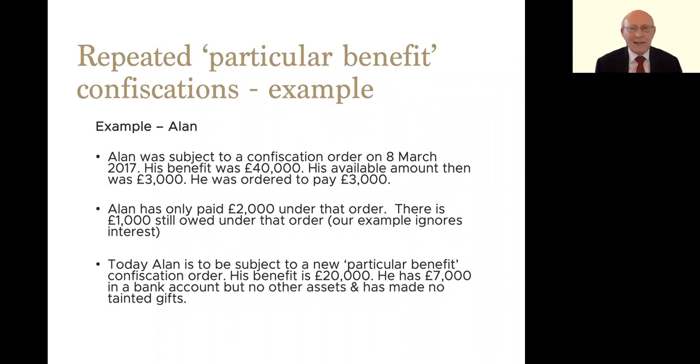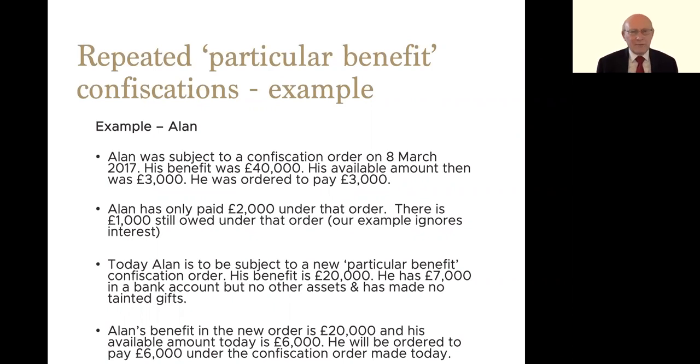Today, Alan is subject to a new particular benefit confiscation order. His benefit under this one is £20,000. He has £7,000 in a bank account, no other assets. He's made no tainted gifts. So it's quite straightforward. Alan's benefit in the new order is going to be £20,000. His available amount today is £6,000, not £7,000, because he still has £1,000 to pay under the 2017 order. So he will be ordered to pay £6,000 under the confiscation order made today. And of course, he still has £1,000 to pay under the old confiscation order.